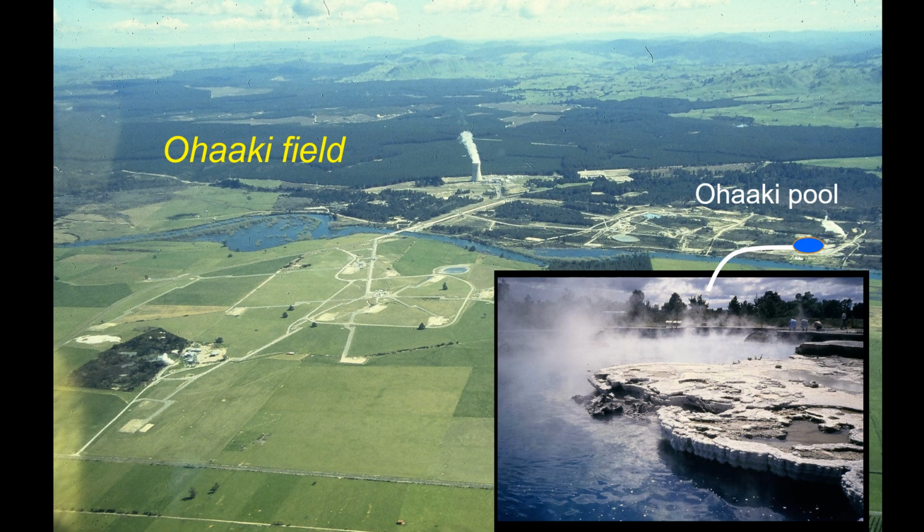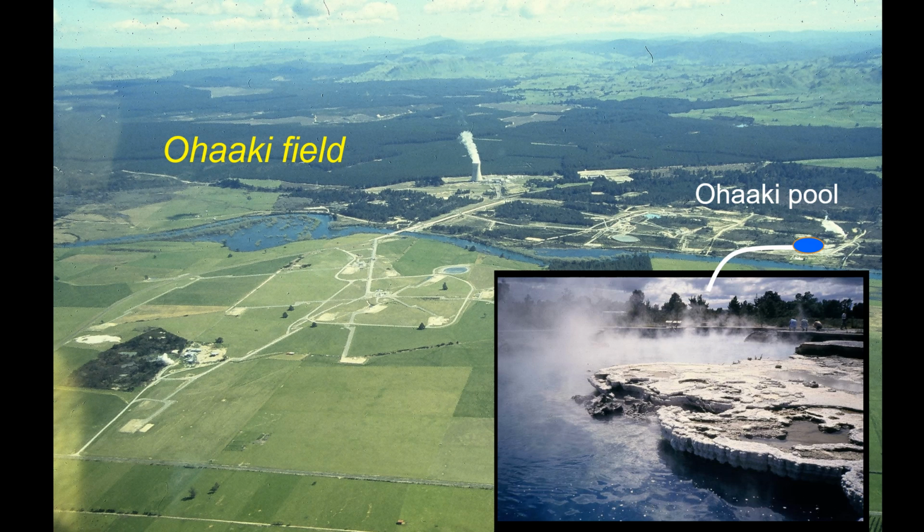Switching gears, let's now look at how hot springs relate to underlying geothermal resources. This is an aerial photograph of the Oahu field in New Zealand. The light-colored rectangles represent well pads which are connected by pipelines that transmit steam to the power station next to the tall cooling tower which is emitting a steam plume.